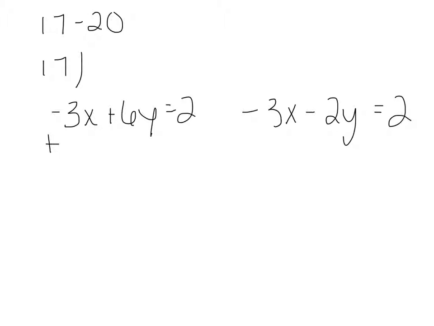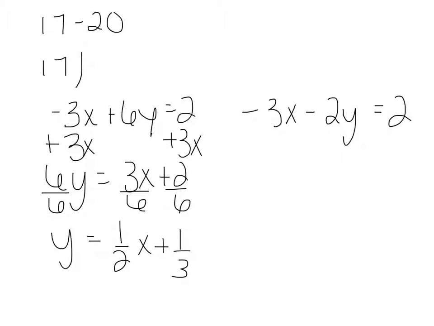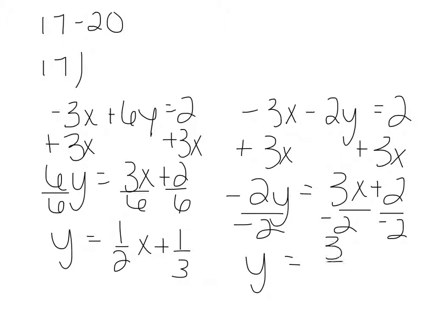So looking at these, I'm going to first add 3x, and I get 6y is equal to 3x plus 2, divide by 6, and it looks like my slope is positive 1/2. And then I'm going to look at the other one. When I change that 6 to a -2, I'm going to add 3x, and I have -2y is equal to 3x plus 2. I'm going to divide by -2, and I get y is equal to negative 3 over 2 x minus 1. So it looks like our slopes are now negative, and our y-intercepts also change.